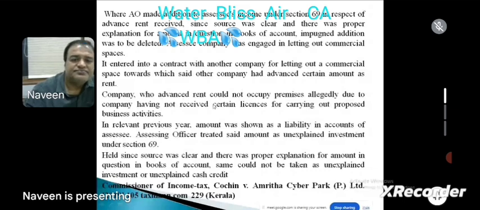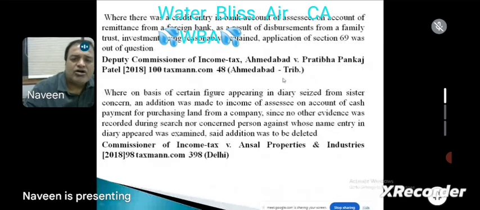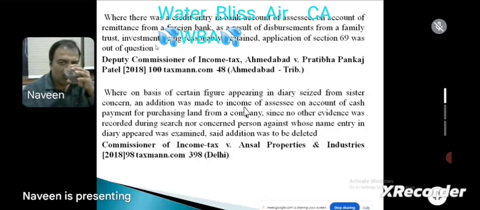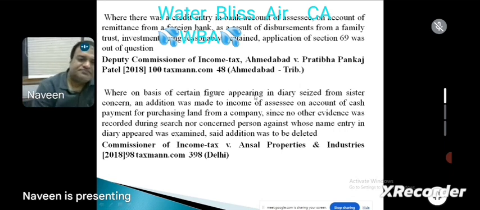Move forward, sir. Credit entry in the bank account of an assessee on account of remittance from a foreign bank as a result of disbursement from a family trust. So the investment is being reasonably explained. Application of Section 69 was out of question, the Tribunal held in 2018.